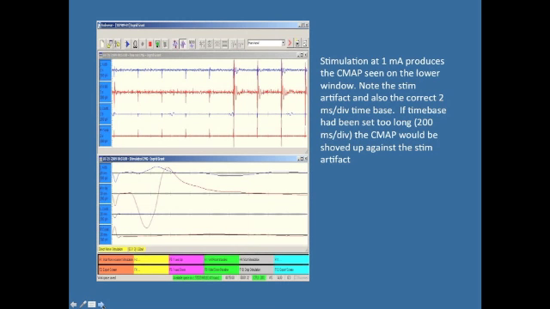Here we are stimulating at 1 milliamp, and you see a CMAP on the lower window here on the right. Okay. And notice the onset is about 2 milliseconds. Right? If it were 200, you wouldn't see it. It would be right over here buried within your stim artifact. And that's a very, very common mistake.